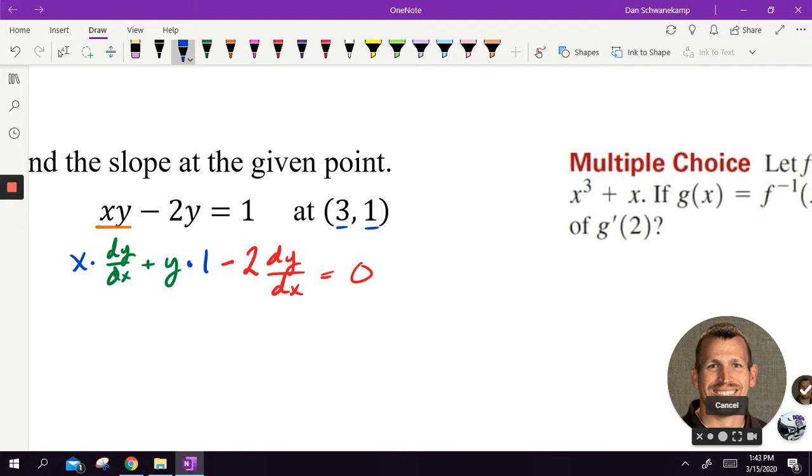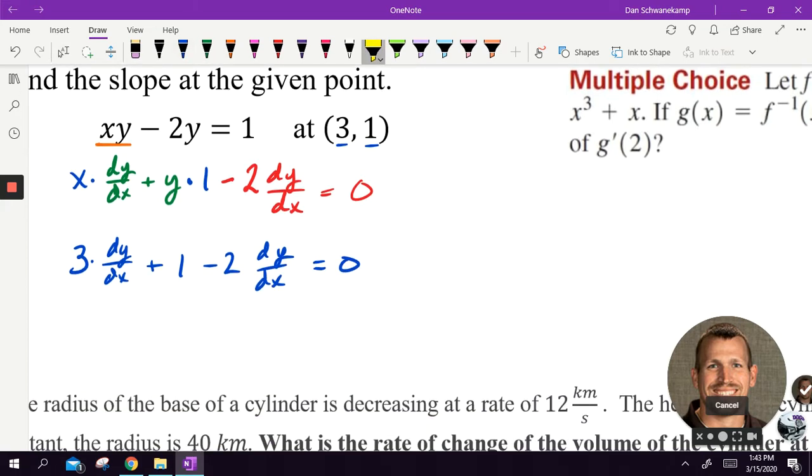Now you're plugging in 3 and 1, so just plug them in. 3 times dy over dx plus, plug in 1, so 1 minus 2 dy over dx is equal to 0. Combine like terms. So 3 dy/dx minus 2 dy/dx is just going to be dy/dx. And then I'm going to move that 1 to the other side, so it's all equal to negative 1. Boom, done.